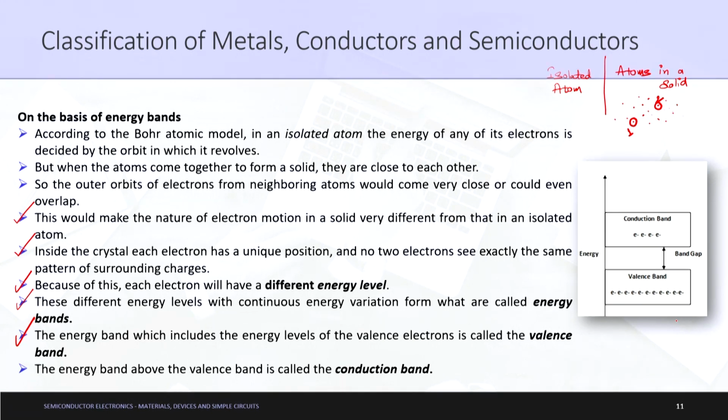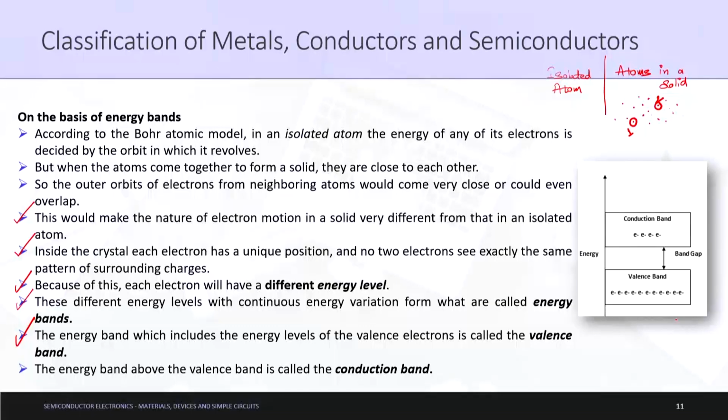So, basically the variation in the position of the valence electrons and the variation in the energy of the valence electrons, due to the difference in the position of the surrounding charges or the amount of energy which the surrounding charges are giving to the valence electrons, leads to the formation of the valence bands. The energy band which includes the energy levels of the valence electrons is called the valence band. The energy band above the valence band is called the conduction band.